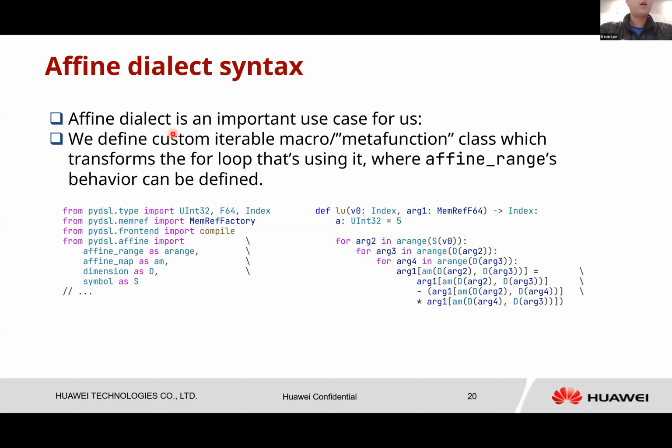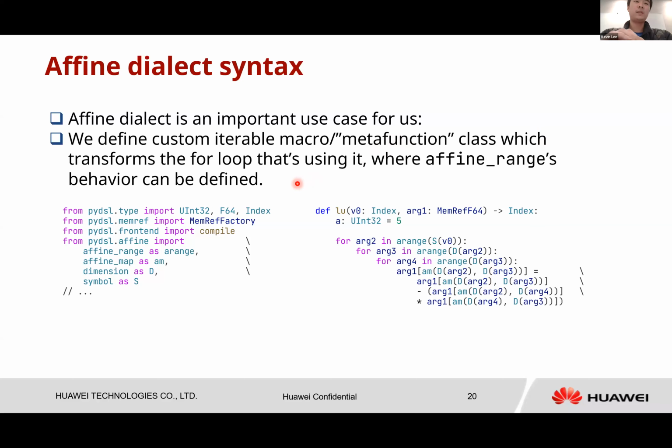Okay, I'll continue. There were a couple of more specific things that weren't mentioned earlier because they're a little bit more complex, so I'll just quickly describe them here. Affine dialect, as I described earlier, is very important for our use case. This is one of the biggest reasons why we are creating PyDSL in the first place. So we create these meta function classes. We call them meta functions. I think it can also be called macros.